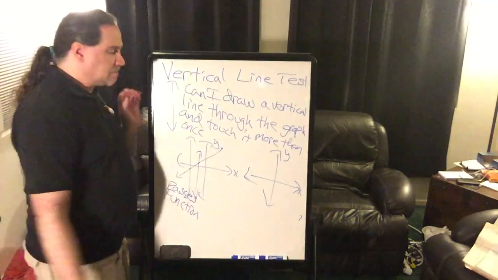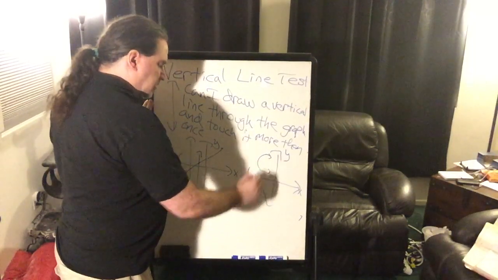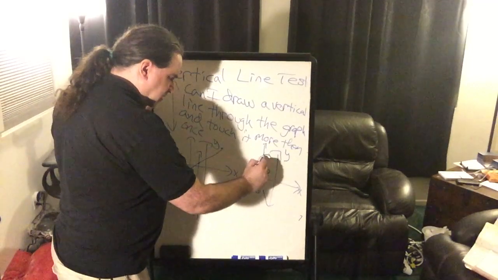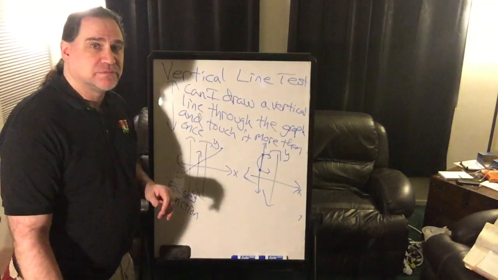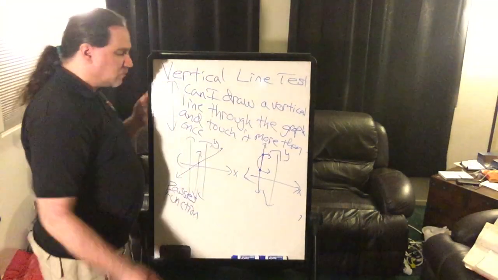Let's do one that doesn't. How about something simple? Because I can draw this vertical line straight through, and I hit this here and here. That is not a function. I hit that at the same spot 2 times with one line.